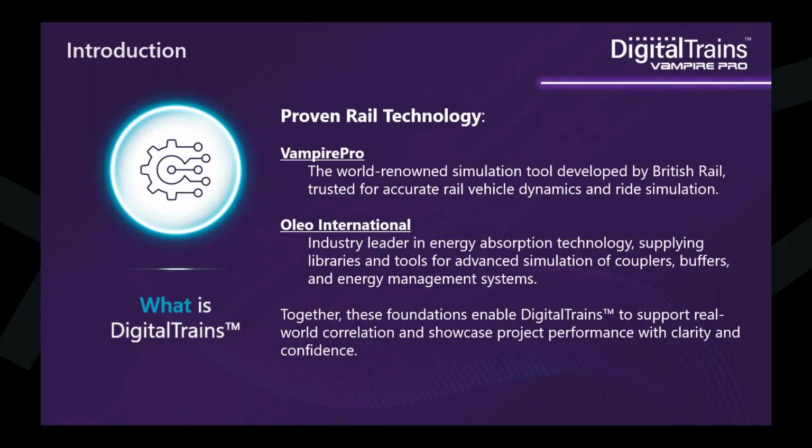Digital Trains is built on proven rail technology. So within Digital Trains, we are incorporating the world-renowned Vampire Pro simulation software, alongside Olio's longitudinal dynamics code within one single platform. This allows us to create a comprehensive and user-friendly rail simulation package. And these foundations enable Digital Trains to support real-life correlation and showcase project performance with clarity and great confidence.